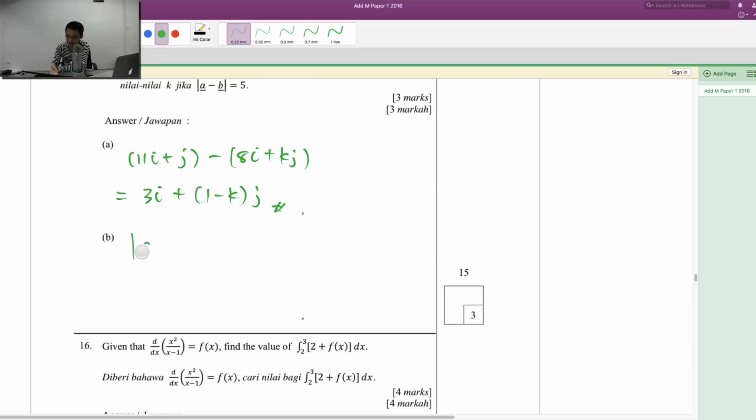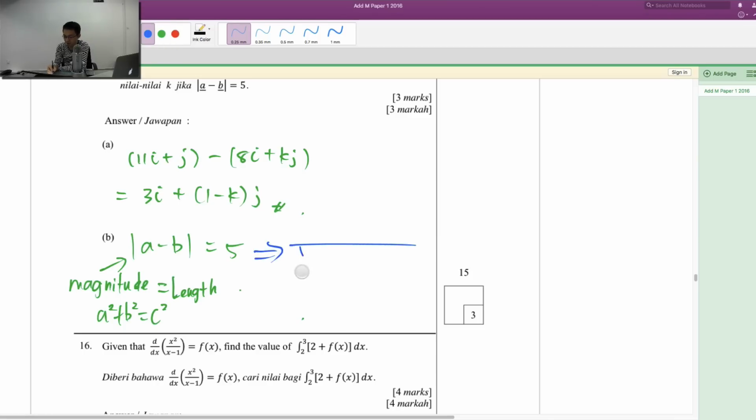You have to understand modulus in vector means magnitude. Magnitude over here actually means Pythagoras, a square plus b square equals c square. So it actually means the length. Alright, so this one I will do, so you say equal to 5. So what I will do over here is the square root of 3 square plus 1 minus k square equals to 5. Of course, the square root, I will move to the other side.